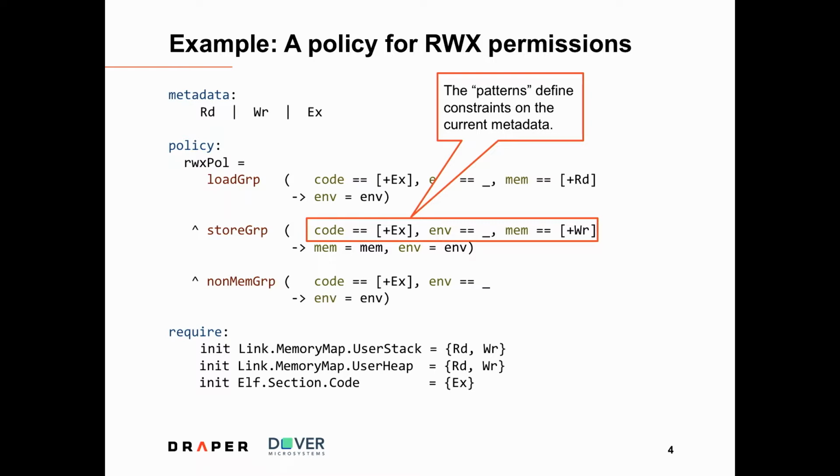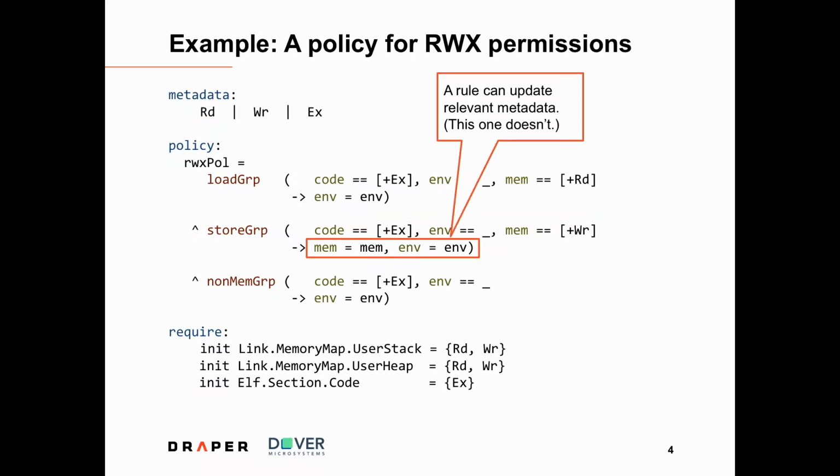In this policy, the program counter register's metadata is not used, so we just say we don't care what it is with an underscore. And then last, there's a pattern match on the metadata associated with the memory address that's being stored to. In this case, we check that metadata has at least the write tag because we're doing a store instruction and we're enforcing read, write, execute permissions, right? And then the last part of the rule either explicitly rejects instructions that match the first part, or it allows them and updates metadata.